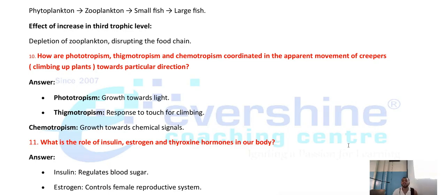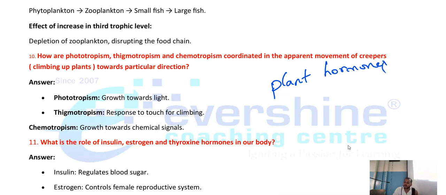Say children, photo means light. That plant is moving towards the light, so the growth is taking place towards the light. If growth takes place towards the light, that is called phototropism. If the response is according to touch, for climbing, that is called thigmotropism. And chemotropism is growth towards chemical signals. So what are all these? These are all plant hormones. Very important question. Please make a note.